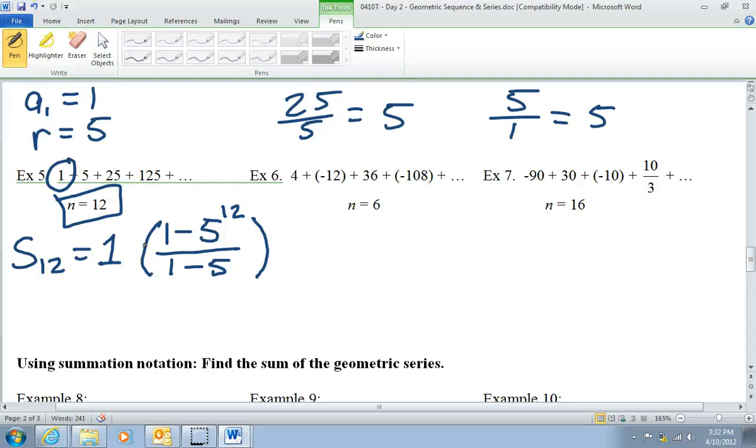What did you guys get for your answer? I saw 6 million something. 61 million.